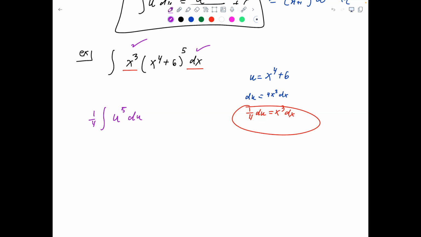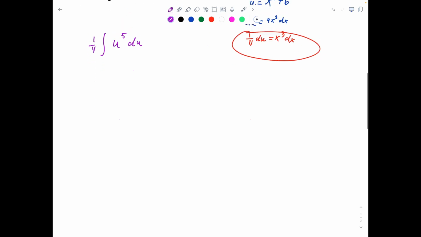Every problem will be some constant, that constant could be 1, times the integral of u to some power du. There should not be any x's hanging around left over after this. Every single problem today and tomorrow, as well as on Delta Math, becomes some constant times the integral of u to a power du. Okay? That's the power rule, because now it's just a simple integration.